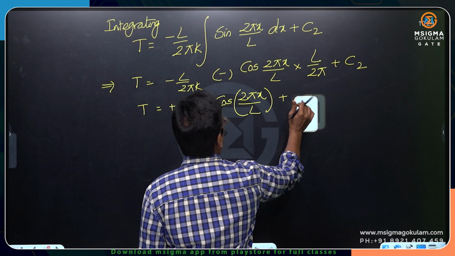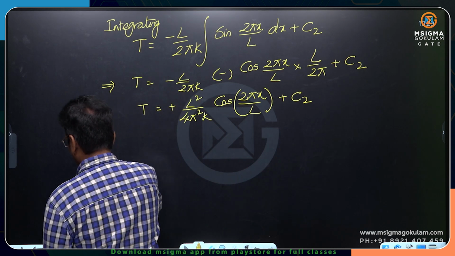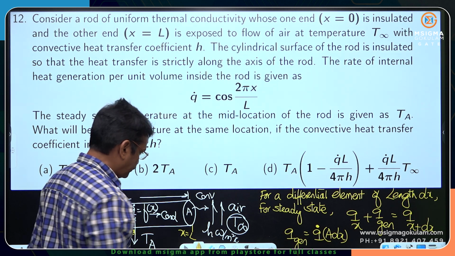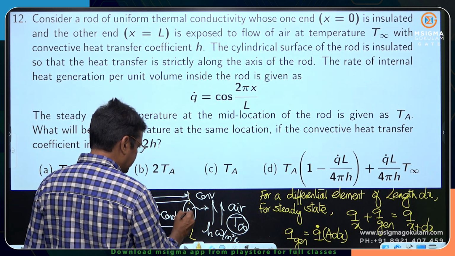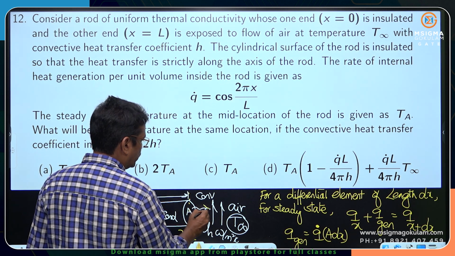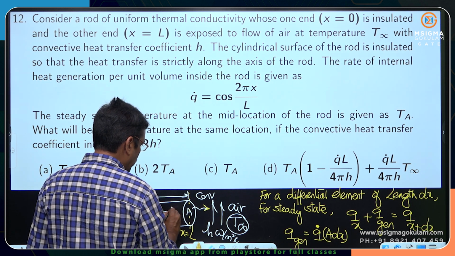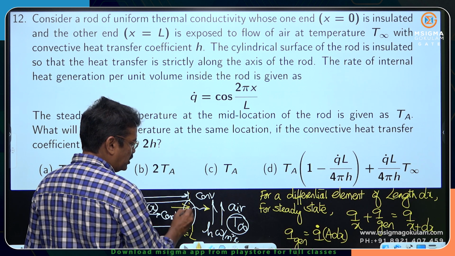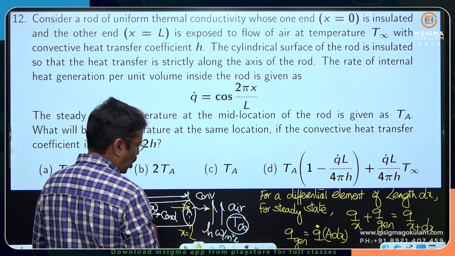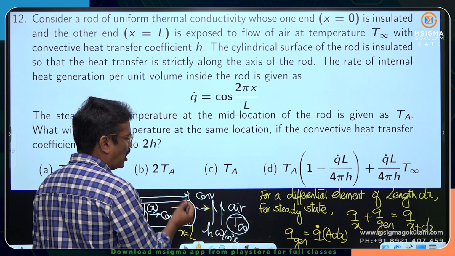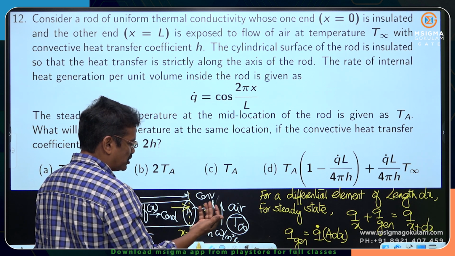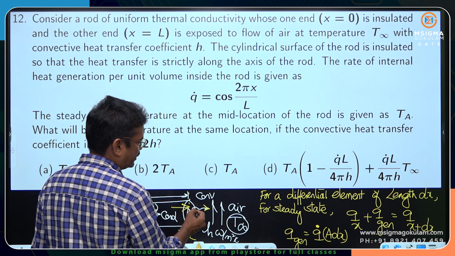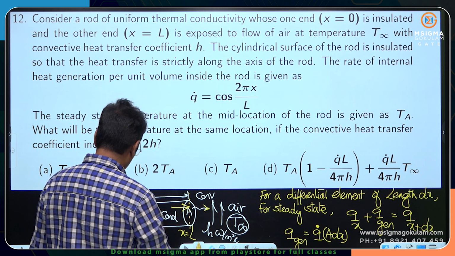C2 will be obtained from the second boundary condition. What is the second boundary condition? For steady state, the heat conducted at x is equal to L should be equal to the heat convected. At the edge of the rod there cannot be any storage of heat, because that edge carries zero mass. So whatever Q is conducted into the edge should be equal to the Q convected from the end of the rod to the fluid.